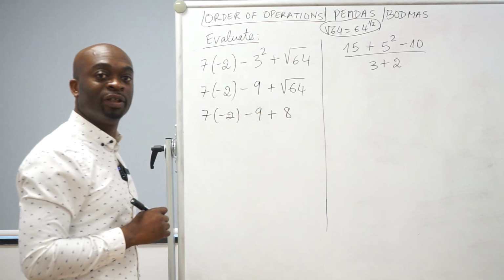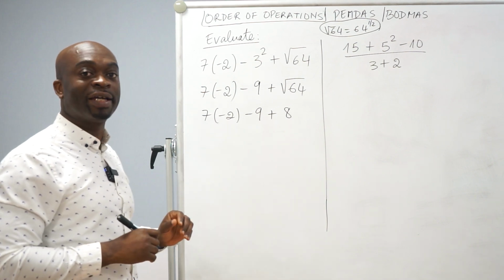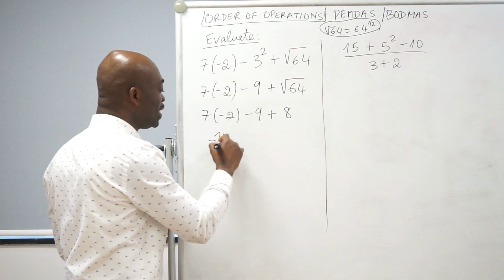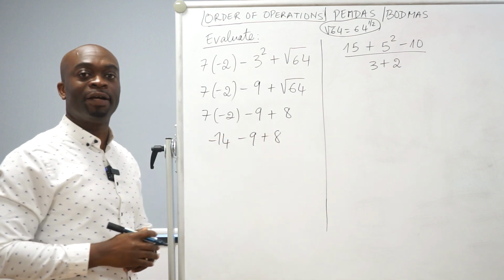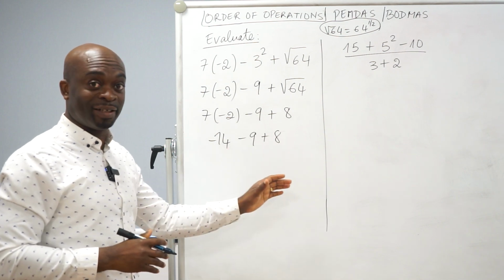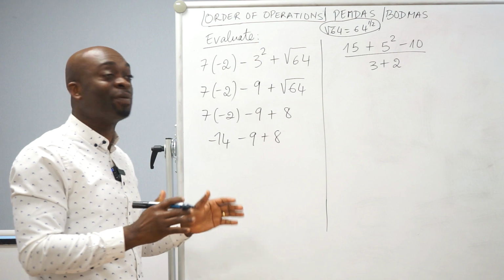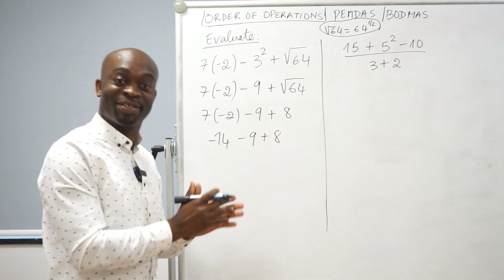We bring it down. Then again, we're working from the left to the right. So that means we're going to have to multiply here. 7 times -2 is going to give us what? -14 minus 9 plus 8. Okay? And then we're going from the left to the right still because you got to get used to that. So that anytime that you're dealing with this problem, you will never get it wrong, ladies and gentlemen. Because very soon, you're going to be having your test.